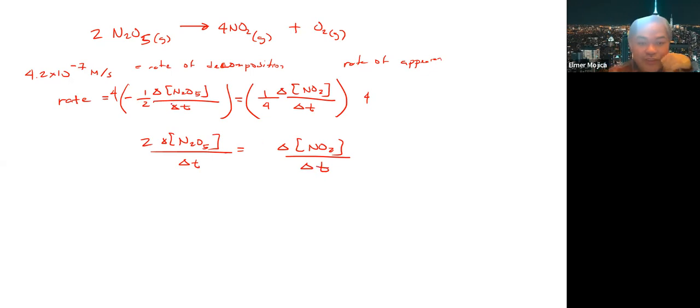So kapag meron kang this amount, anong ibig sabihin nito? If at a particular instance you have 4.2 times 10 to the negative 7, ang mangyayari yan, the rate of appearance of your NO2 is what? Twice. That is equals to twice of it.